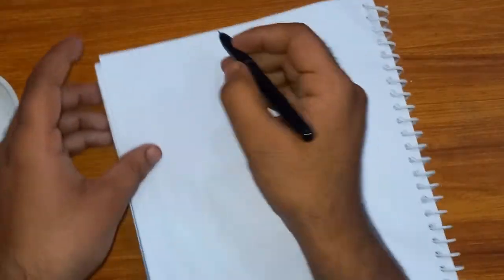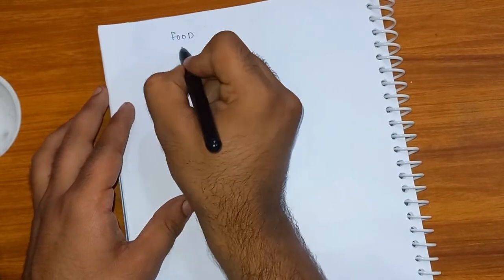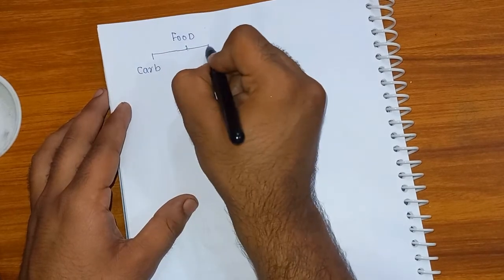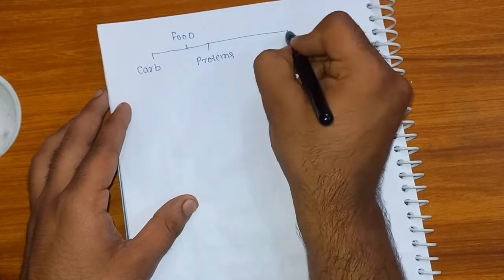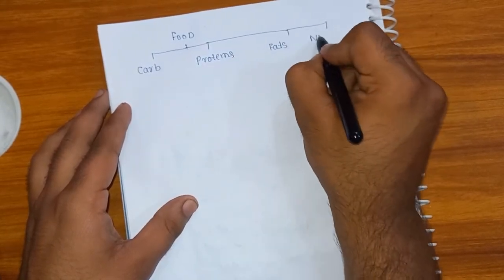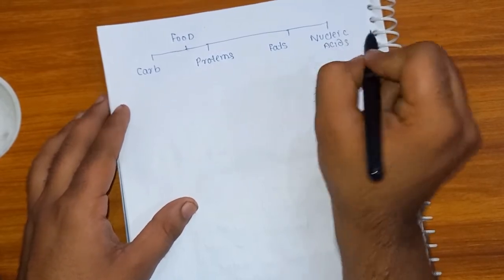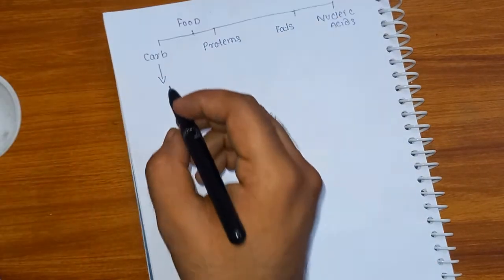We're talking about the digestion proper. I told you this was the main topic, digestion proper. When we talk about food, there are four main components: one is carbohydrates, second is proteins, the third part is fats, and the fourth part is nucleic acids. So first we're talking about the digestion of carbohydrates.